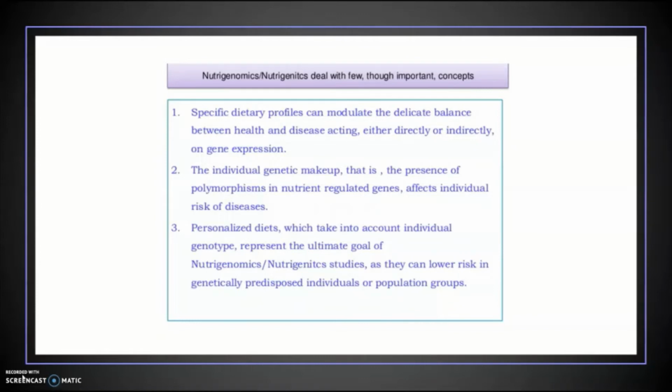Now next is the individual genetic makeup, that is the presence of polymorphism in nutrient-regulated genes will affect the individual risk of disease. A personalized diet which takes into account individual genotype represents the ultimate goal of nutrigenomics or nutrigenetic studies, as it can lower risk in genetically predisposed individuals or population groups.